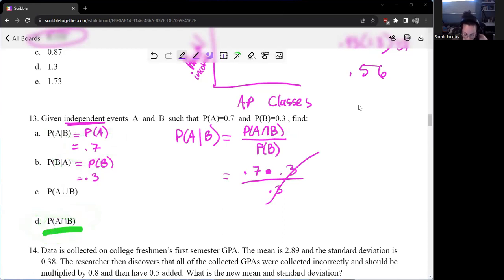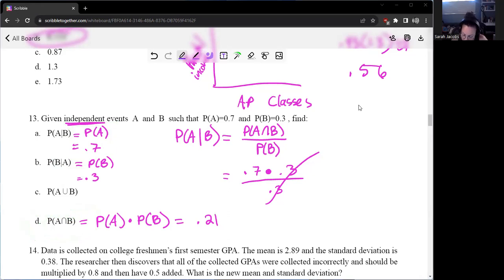So D, the probability of A and B, again, this is for independent events. We're just going to multiply the probabilities together. So probability of A times the probability of B. And in this case, that gives us 0.21.